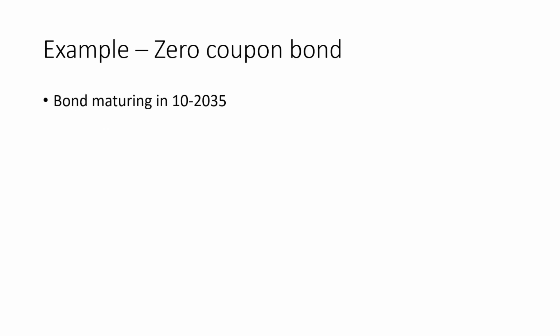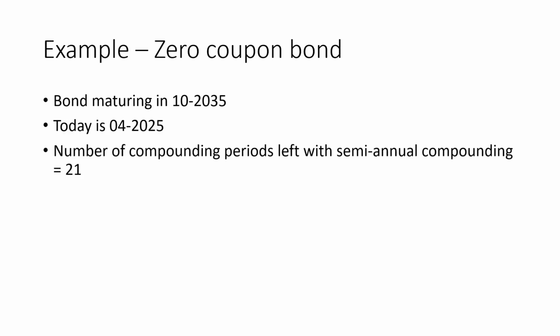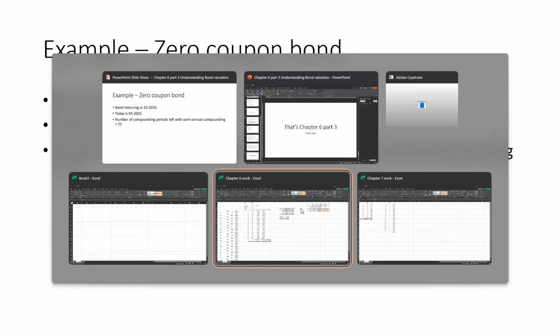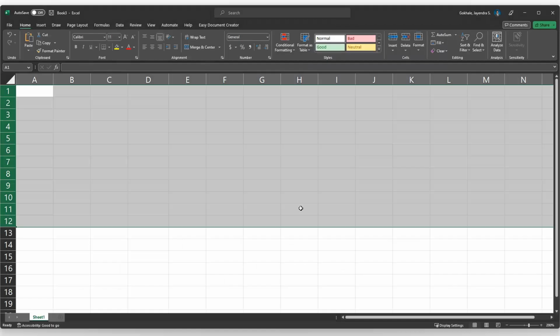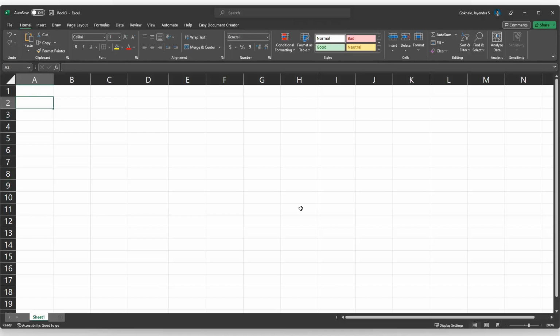So let's assume that there's a bond that matures in October of 2035. And let's assume that today is April of 2025. Assuming that this bond has semi-annual compounding, the number of compounding periods would be 21. To find that, let's just go to Excel. So in Excel, let's just put here April 1st, 2025, and then October 1st, 2035.